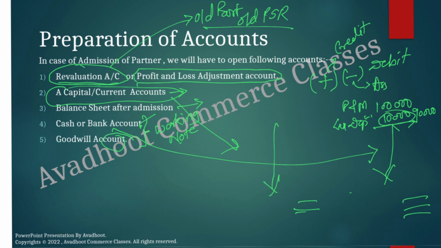I have given basic information about the admission of a partner. In detail, you will have to go through your book and solve the problems for the admission of a partner.